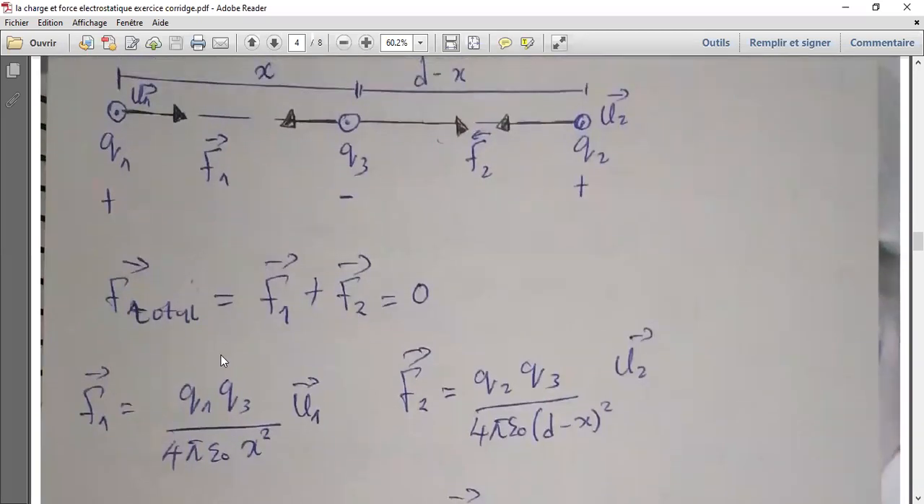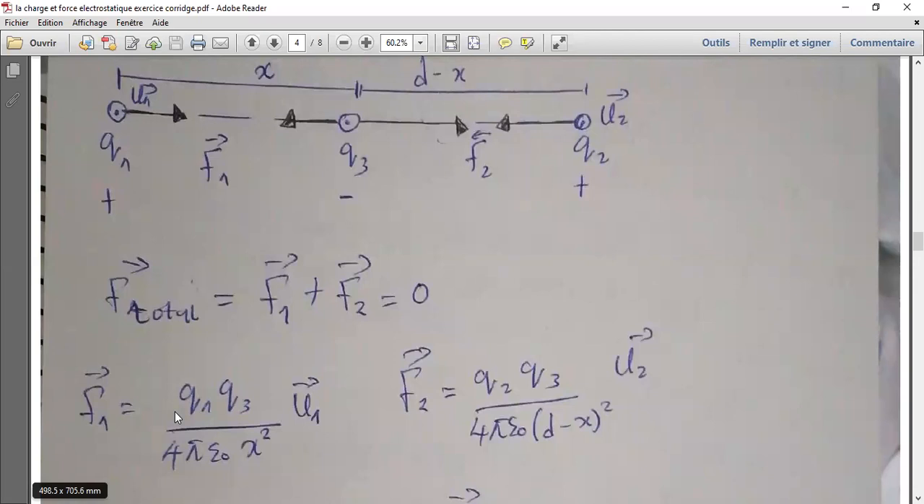So your F1 is equal to, here, instead of me writing K, K can be represented in two ways. You can write it either 9 times 10 to the power 9, or you can write 1 over 4 pi epsilon. So here, it's better to write it that way, since they haven't given us the value of the distance between Q1 and Q2 and Q3. They have just given us variables like the letter x. They haven't given us the actual value.